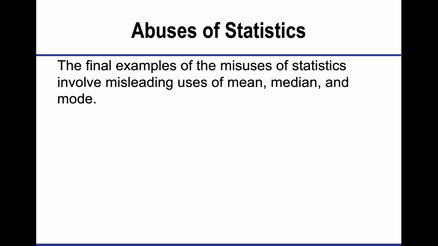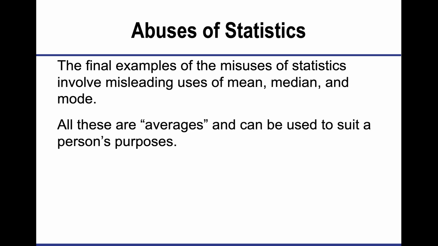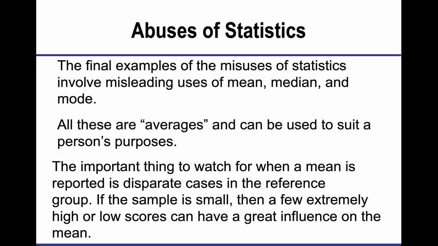So the final examples of the misuses involve misleading examples of mean, median, and mode. These are all averages, but they can be used to suit a person's purposes. And the main thing to watch for is that when a mean is reported, the reference group can't have outliers. We can't have random values. If the sample is small, then just a few values are really going to throw off the mean. And that's what you need to watch out for when you're looking at mean, median, and mode.